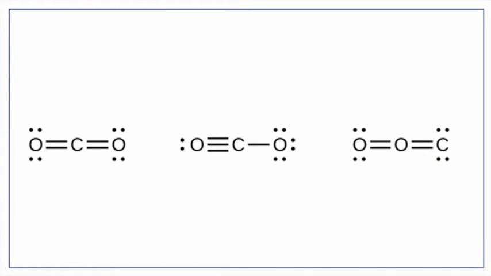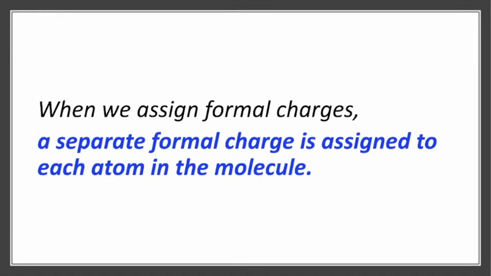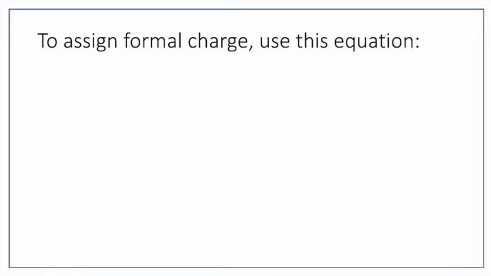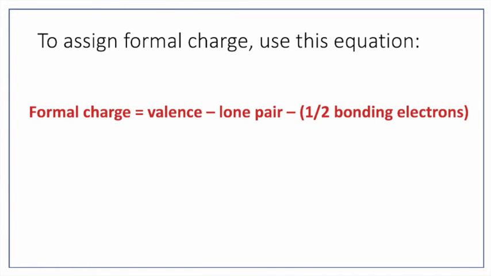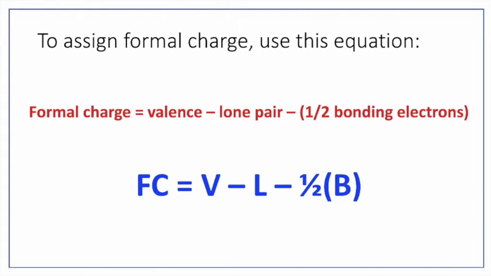Here's how it works. When we assign formal charges, we assign a separate formal charge to each atom in the molecule. And we're going to use this equation right here. The formal charge is the valence electrons minus the number of lone pair electrons minus half the number of the bonding electrons. And we can write this out as an equation that looks like this. It's going to make more sense when we use this in a moment.